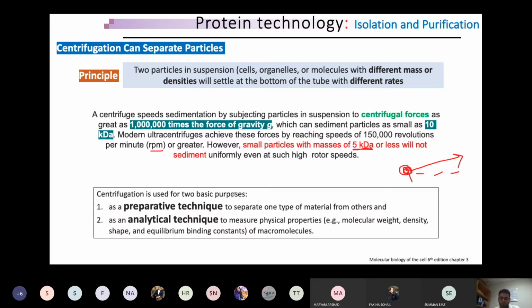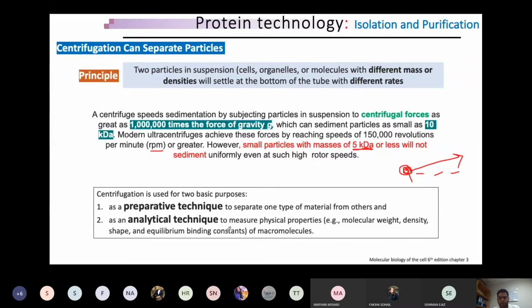Centrifugation normally is used for two types of purposes. So this is given here. One either is a preparative technique, or is an analytical technique. So I believe all of you are familiar with these two different things. Preparative technique is something which is to prepare for an experiment. And analytical technique is something which is to analyze an experiment. So these are two different things. So let me give you a quick overview of these two things.